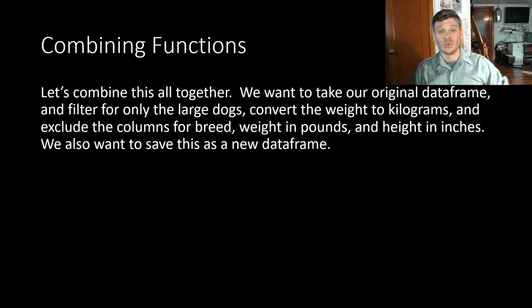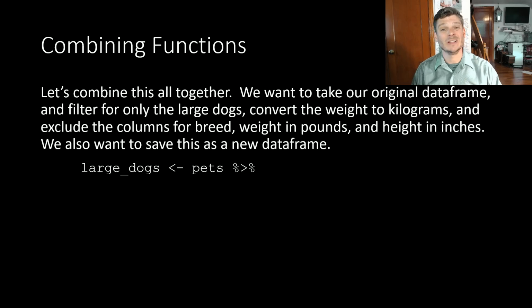All right, so let's combine all this together now. I want to take my original data frame. I want to filter only for the large dogs. I want to convert the weight to kilograms, and then I want to exclude the breed, the weight in pounds, and the height in inches, and I want to save this as its own new data frame. Let's bring it all together now, right? So, how am I going to do this?